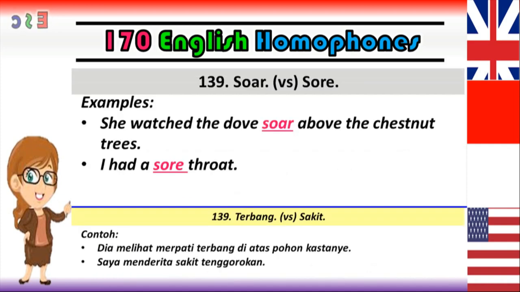139. Soar versus sore. Examples. She watched the dove soar above the chestnut trees. I had a sore throat.